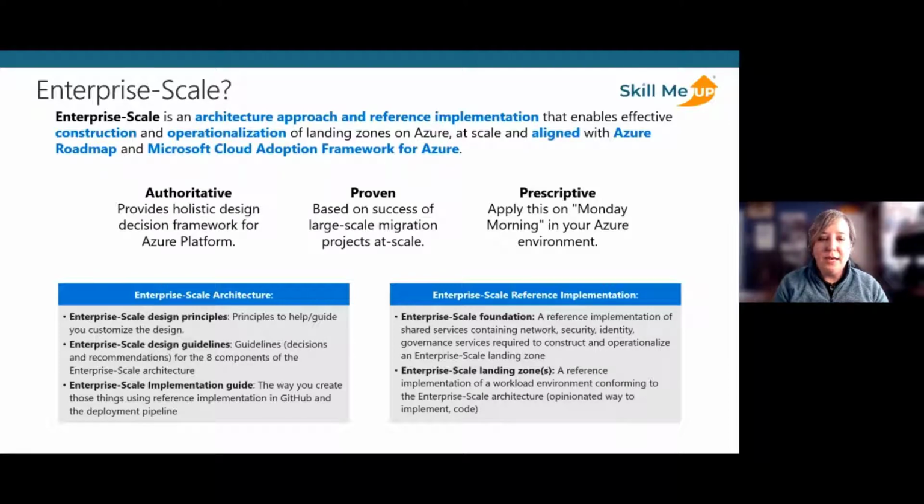So the approach is authoritative. It provides a holistic design framework for the Azure platform. It's proven as it's really based on the successes of many large-scale migration projects. It's also pretty prescriptive as well. So it's made up of design principles, design guidelines, implementation guidelines, and then you take that where it needs to go related to your Azure environments. So you'll take a look at network, security, identity, etc. And then you'll build out a landing zone, which is where you'll take that reference implementation of a workload environment that conforms to the enterprise scale guidance.